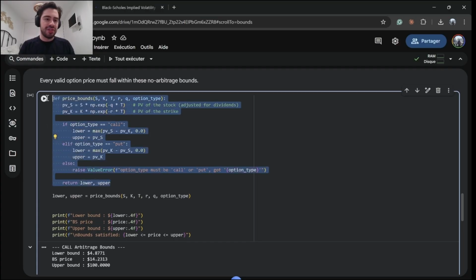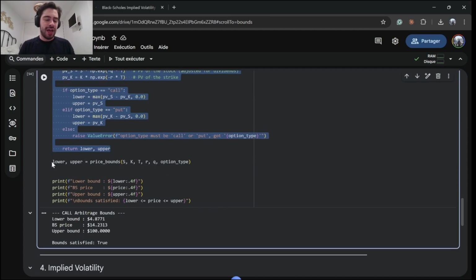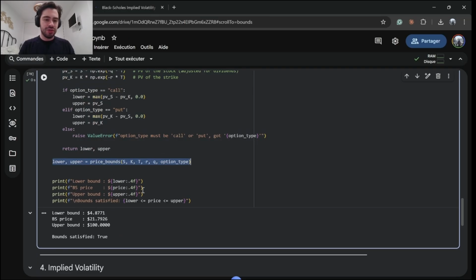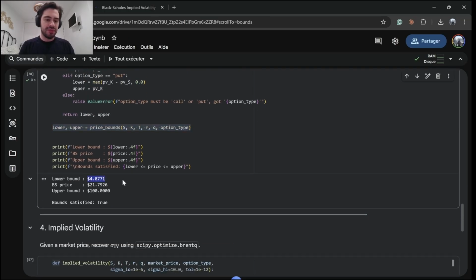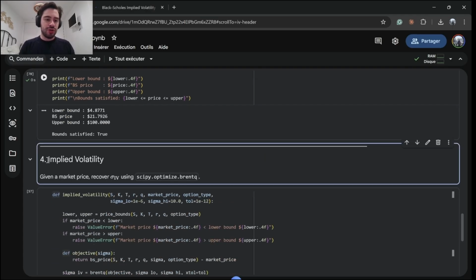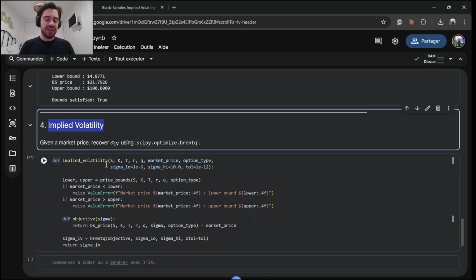I established this function here called price bounds, and I give the values for these two variables called lower and upper. So the lower bound is 4.8, the Black-Scholes price is 21, and the upper bound is 100. So the Black-Scholes price respects these boundaries. If the price was like 2, it wouldn't be possible to calculate. So let's move to the next step to calculate the implied volatility.